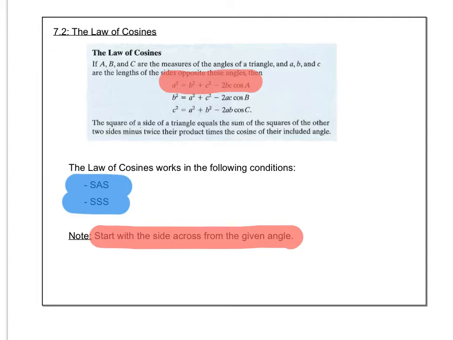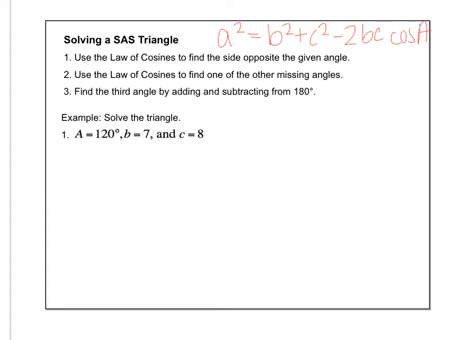So let's try some problems here. The first type of problem we're going to look at is solving a side angle side triangle. Pretty much the rule with this is you're going to use the law of cosines twice, and then to find the third angle, you're going to add and subtract from 180. So let me go ahead and draw this picture.